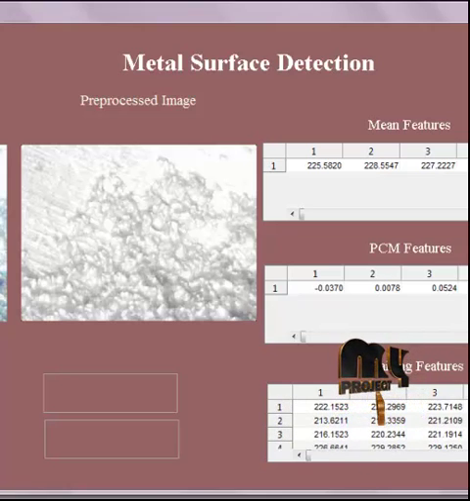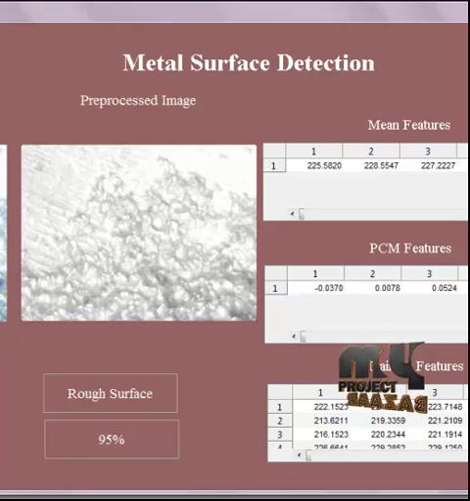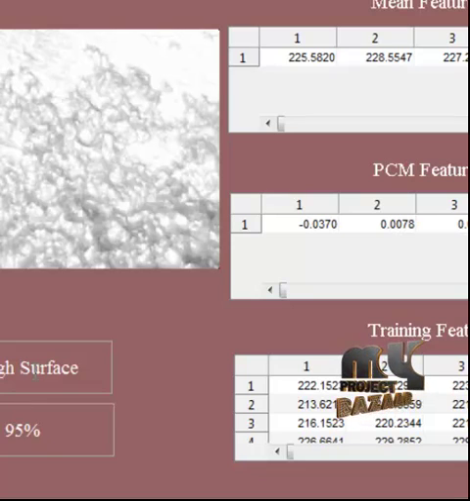Then we apply the classification process. In the classification, we classify the input surface based on the extracted features. This surface is classified as a rough surface, and the accuracy is given like this. Hence we classify the input metal surfaces into rough or smooth based on the mean and PCM features extracted. We also train the database using the same extracted features, and then classify using the neural network classifier. Thank you.